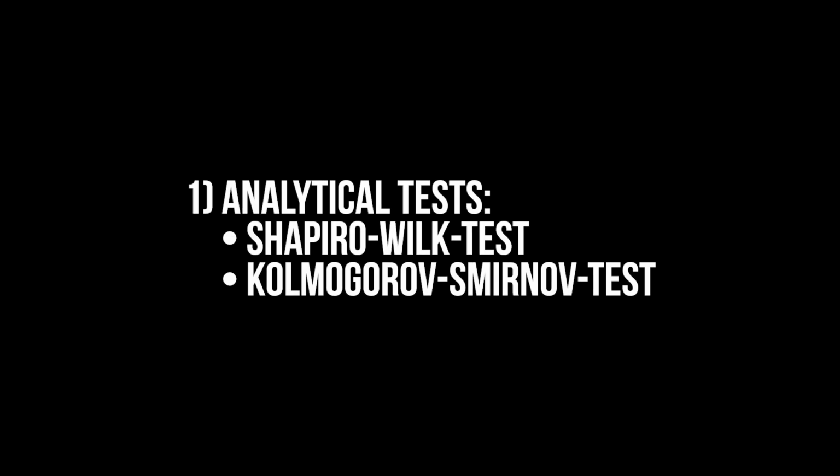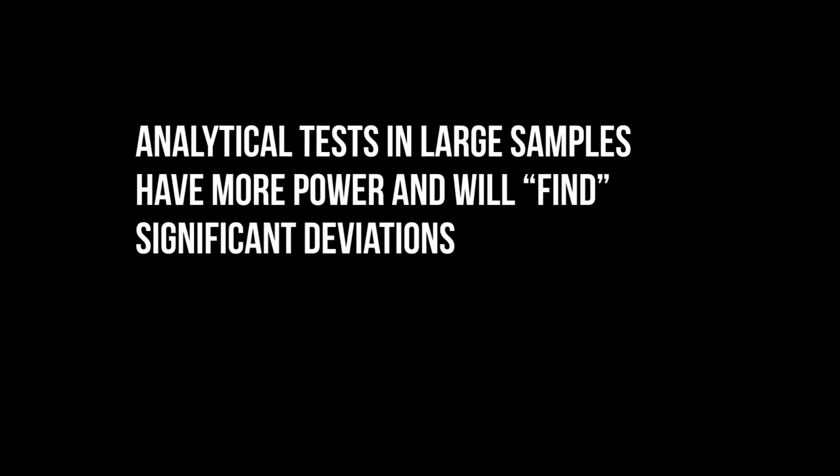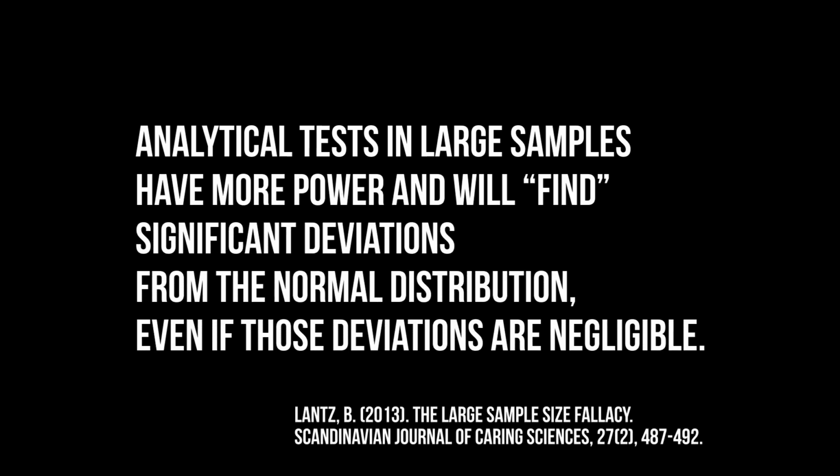First, an analytical test, like the Shapiro-Wilk test or the Kolmogorov-Smirnov test. Second, a histogram. Or third, a QQ plot. The Shapiro-Wilk test and especially the Kolmogorov-Smirnov test are oversensitive to unimportant deviations from normal distribution in large samples, and they also lack power in small samples. This is a phenomenon for all analytical tests, for which you can find a source in the video description.